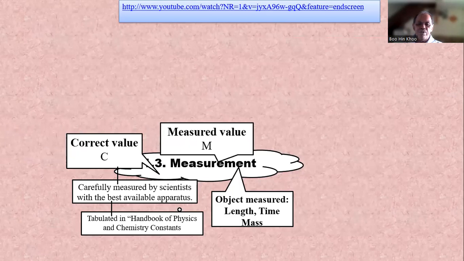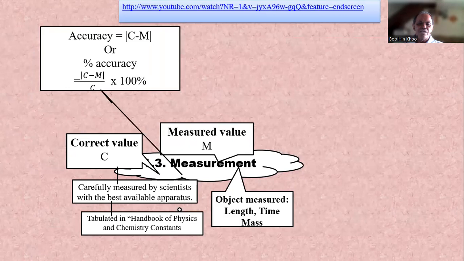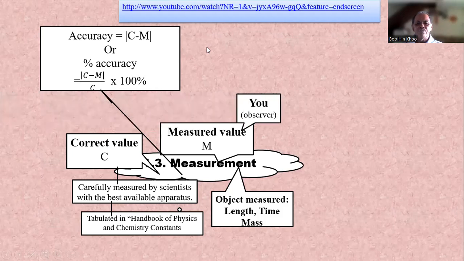So we have a correct value and we have a measured value. You are the one who measures it. For accuracy, we want to compare. So we take the positive value, the correct value minus your measured value, and convert to a percentage. The difference divided by the correct value, times 100%. We want it positive, whichever one gives the negative value. You are the observer.